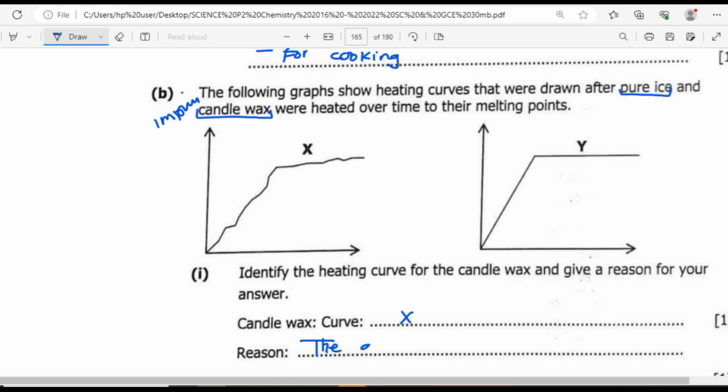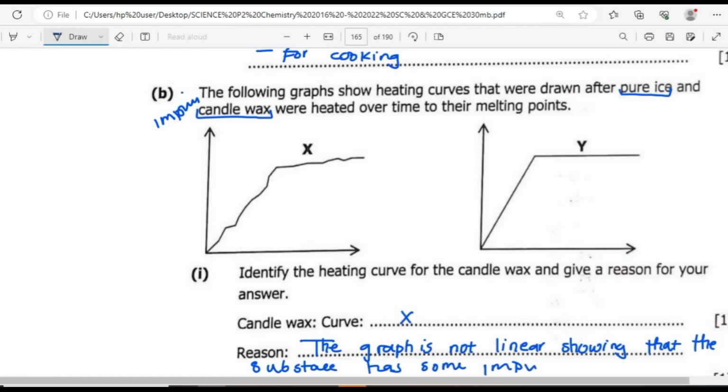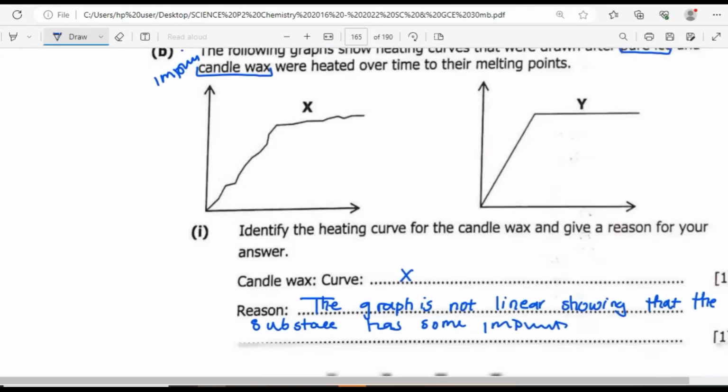So the graph is not linear, showing that the substance has some impurities. So whenever you are trying to identify the purity of a substance, you just have to look at, in terms of the graph, if the line is straight, then that's pure. If it's not, then it's impure.